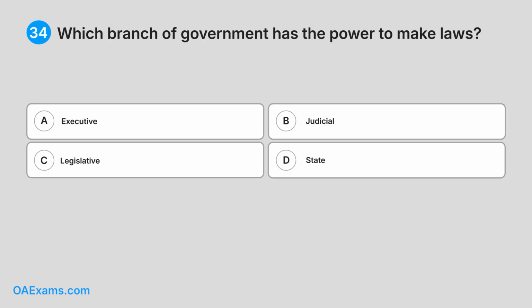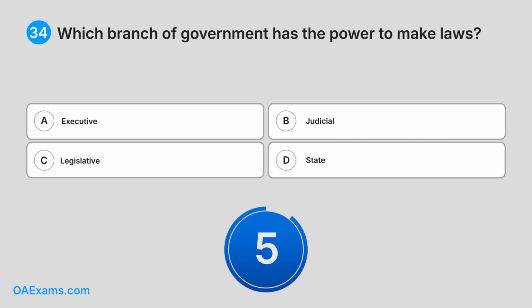34. Which branch of government has the power to make laws? A. Executive. B. Judicial. C. Legislative. D. State. What do you think is the answer?